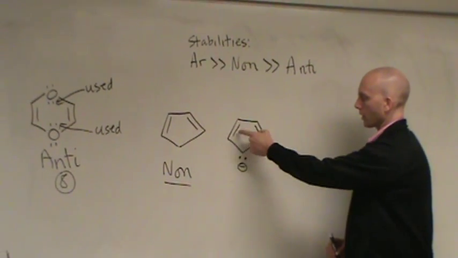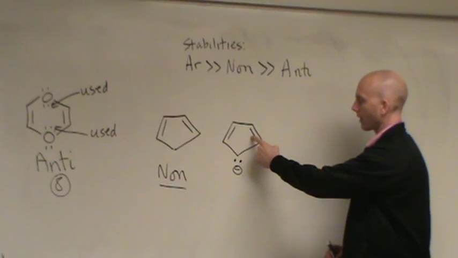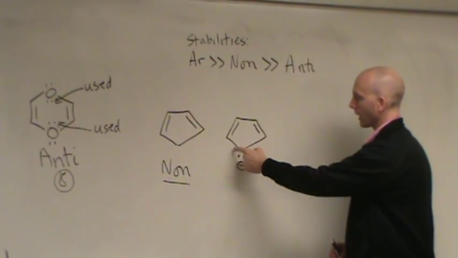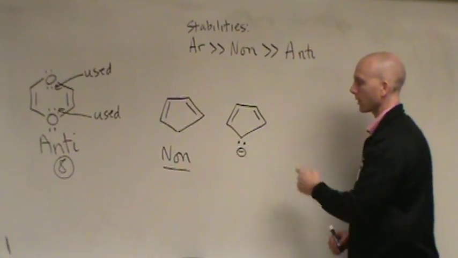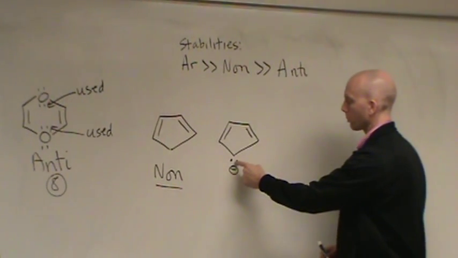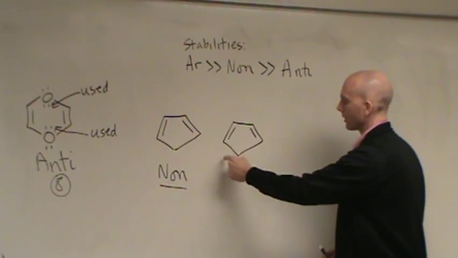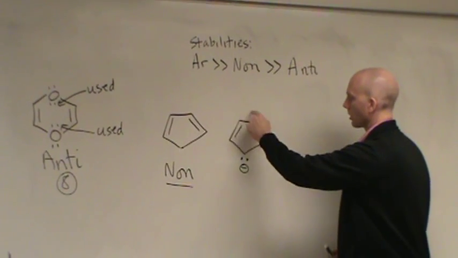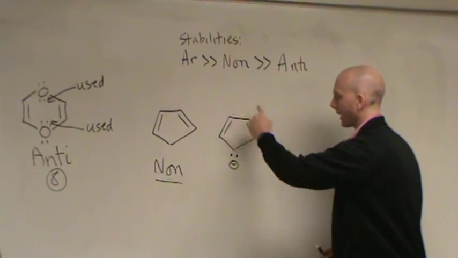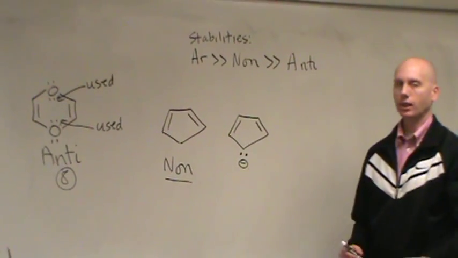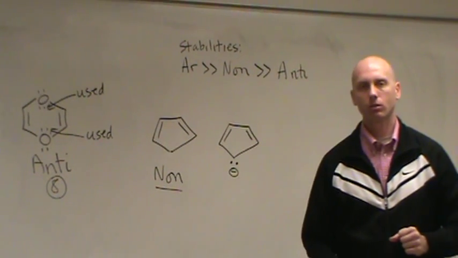Okay? So now I have conjugation here, and I have conjugation around this carbon, don't I? Remember, lone pair next to a pi bond, I can push. And so now I have a continuous series. So now my first rule is met.